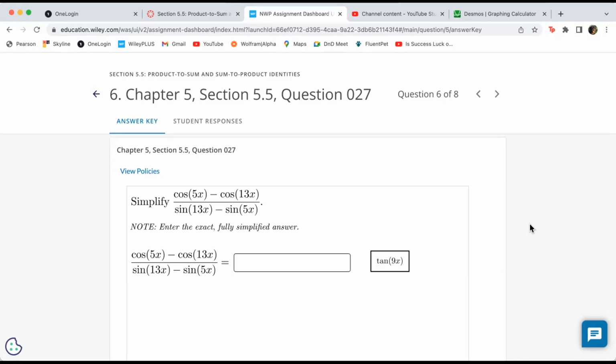So 5.5.6, a very different style of problem. We've got cosine of 5x minus cosine of 13x over sine of 13x minus sine of 5x. So here's where we're going to use our sum to product and our product to sum.